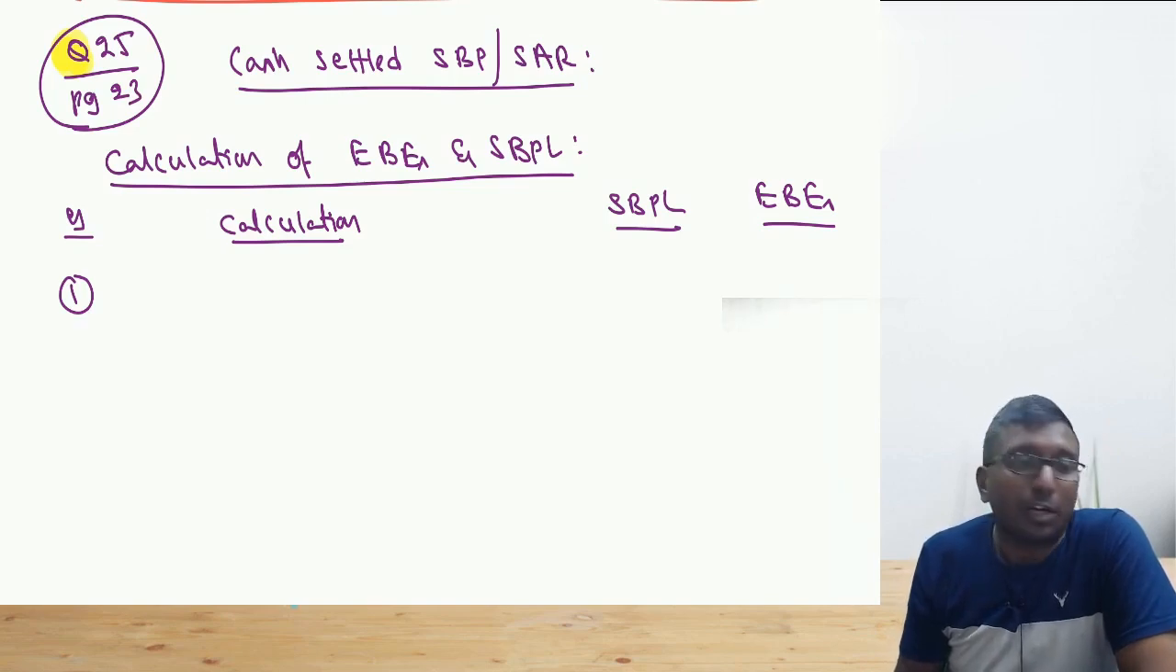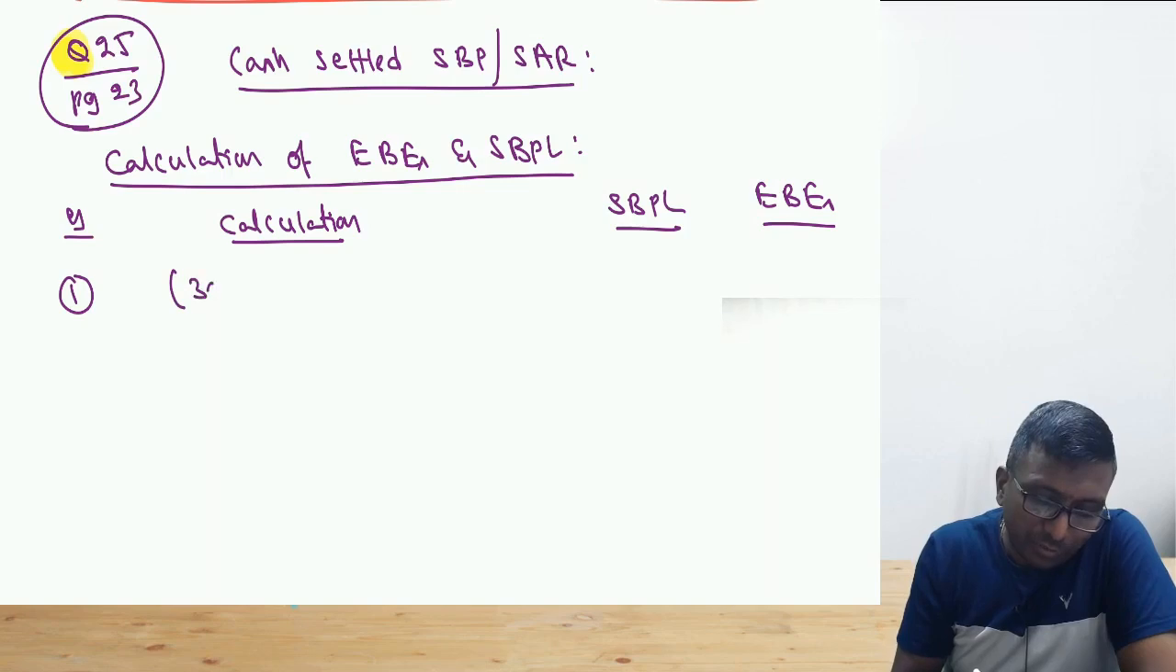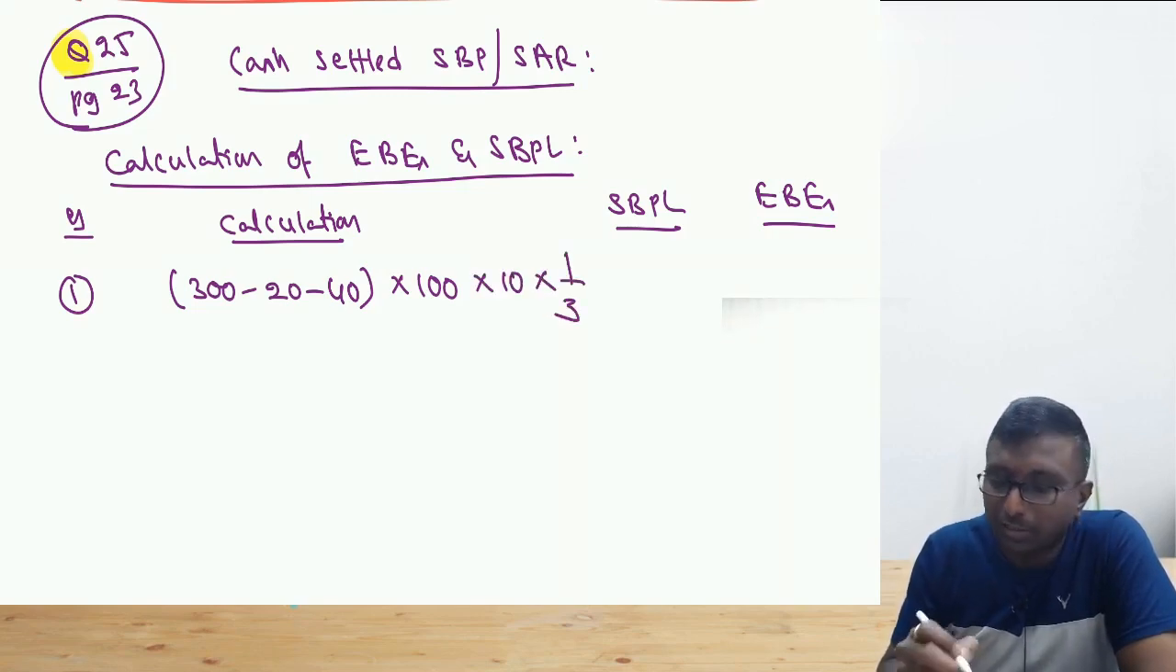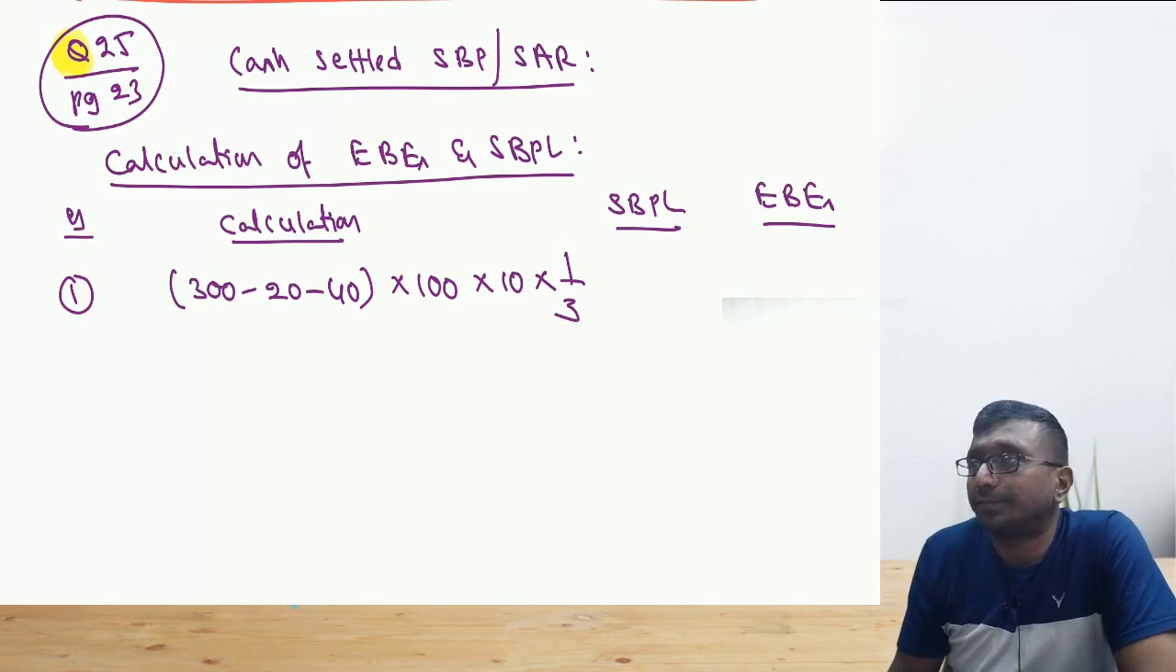First year. How many options are there? First of all, 100 options for each guy. Totally 300 guys, correct? So 300 guys minus 20 employees who left already minus 40. And each guy will get 100 options. And what is the worth of it? 10. And does he need to work for 3 years? Yes. So 1 by 3.